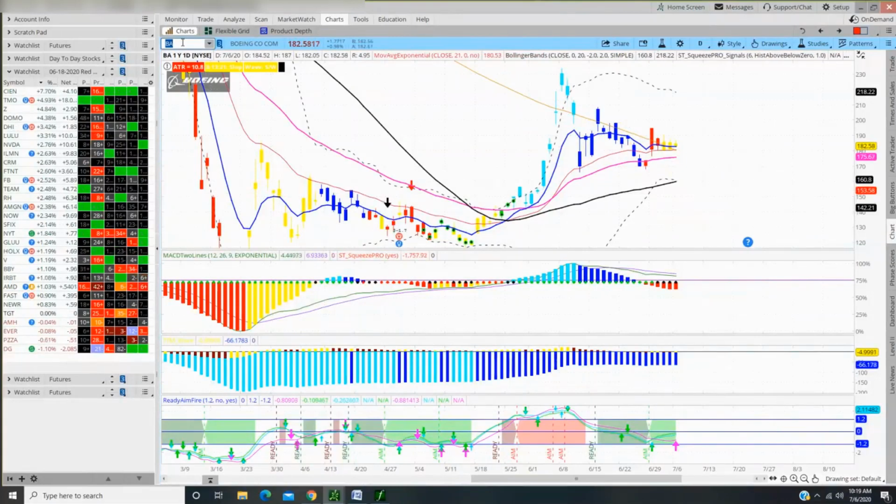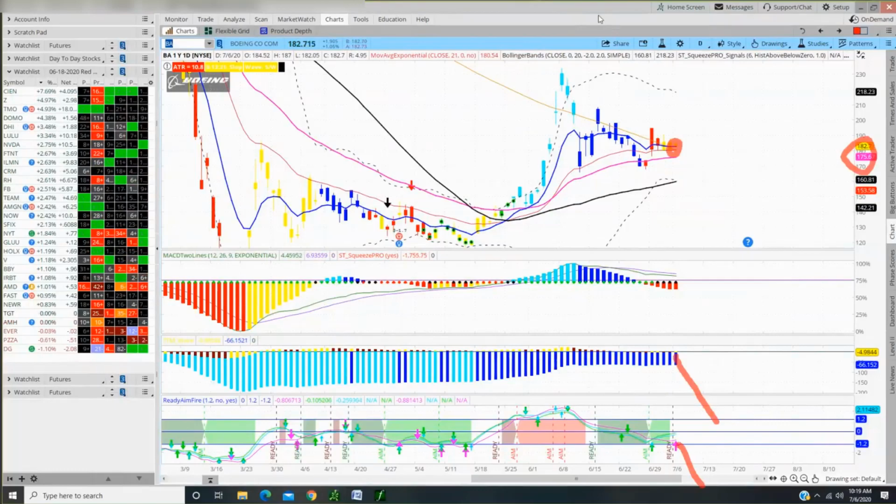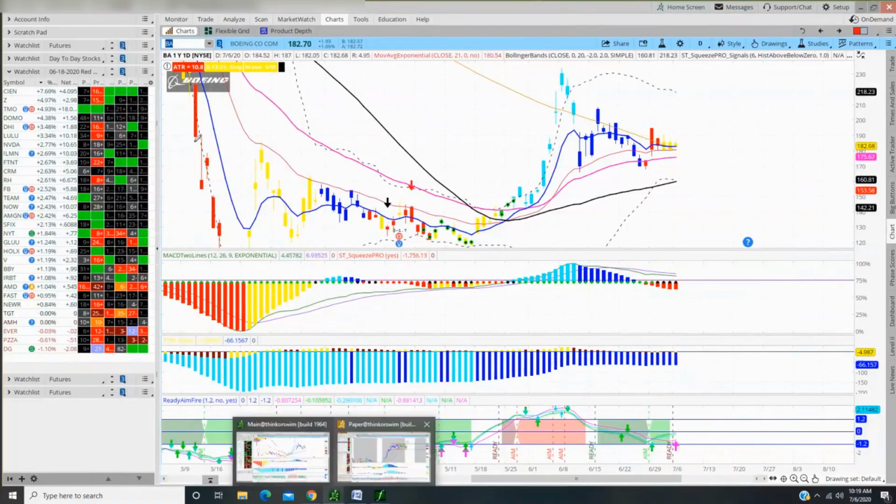But again, if you're going to trade it, the momentum is shifting now. The momentum is shifting. So if your rules let you, you can get into this trade right now. Now, it's a big stock. So if I was going to get into this trade in paper money, I would go to Boeing.